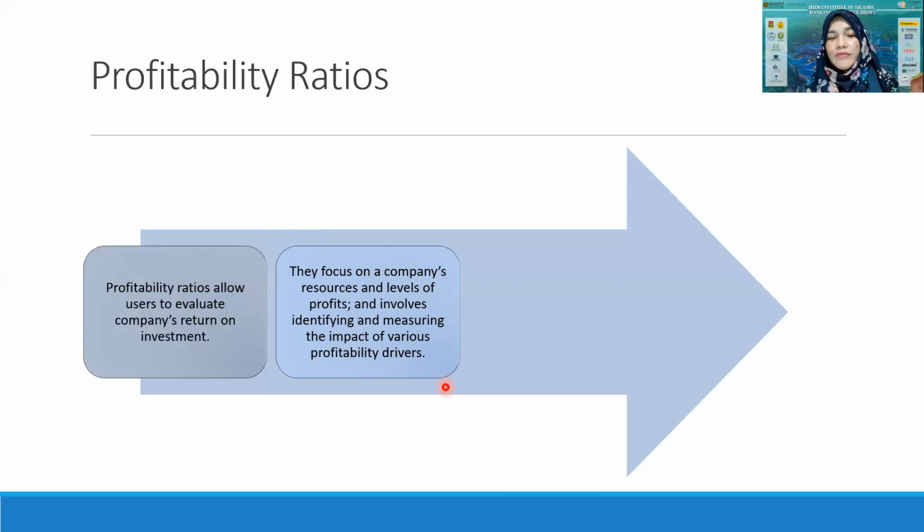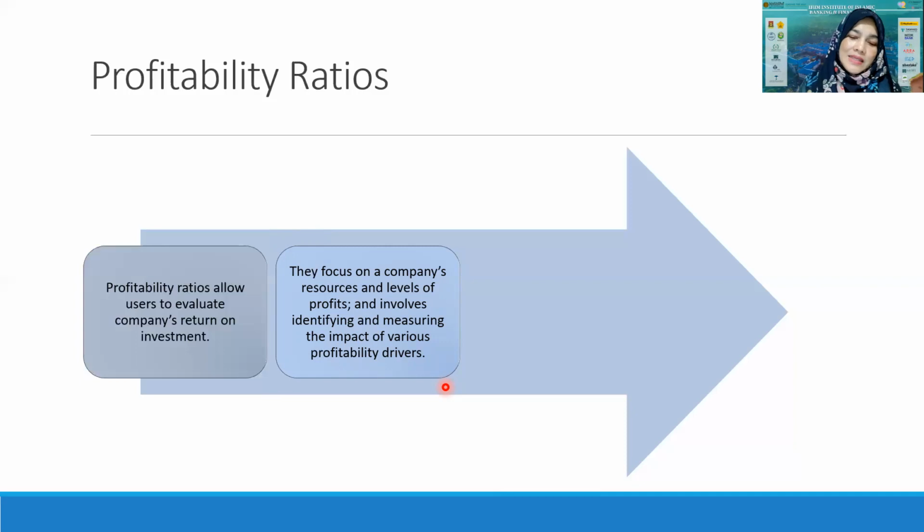And then the second driver is cost of goods sold. Definitely, in order to make good profit, the cost of goods sold has to be minimized. The company has to make sure that when they make the sale, the cost of sale is minimum so that they can make a good profit.